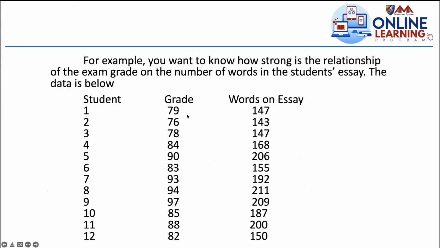So this one is the grade and the words on essay. The grade here is our x, the words on essay is our y. So that means we want to have a model predicting the words on essay based on the grade. For example, we want to know how many words on essay a student can write if his or her grade is not here, for example, 98. There's no 98 here. So that's the use of that model.